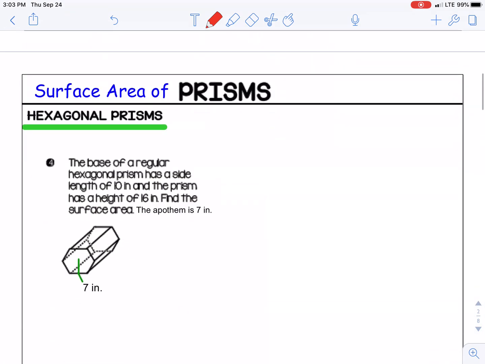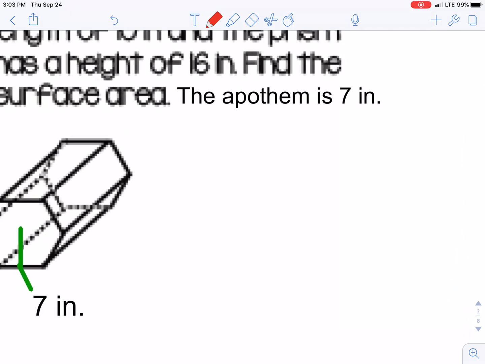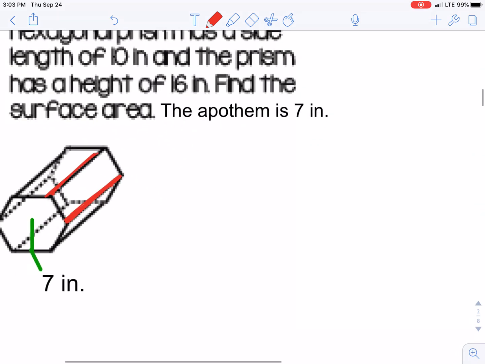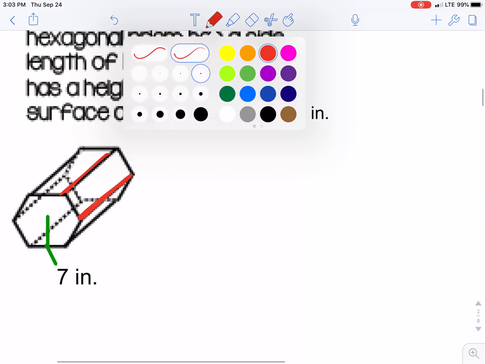All right, why don't you guys go ahead and try problem number 2. Again, it's a regular hexagonal prism, so it's got a base that has 6 sides. The height is 16, and remember, that's the value that connects the 2 bases. Right now it's not sitting on its base, so any of these lengths here would be the one that's considered 16. The apothem they give us is 7. So go ahead and try that out. Pause the video.